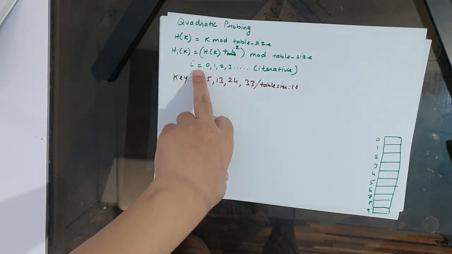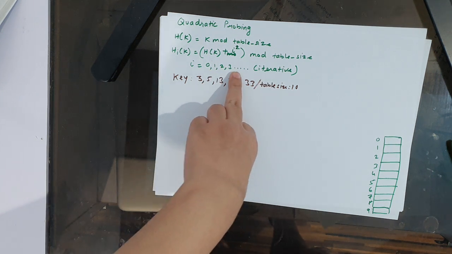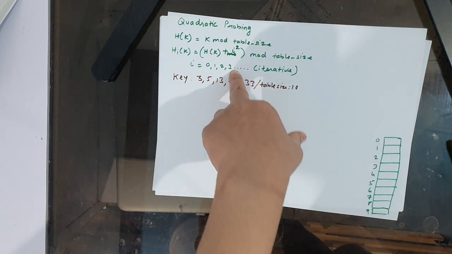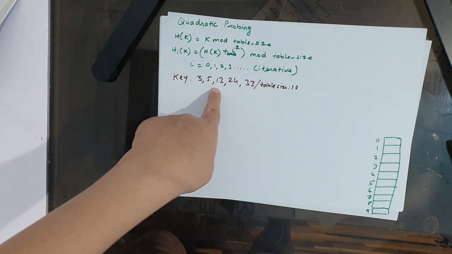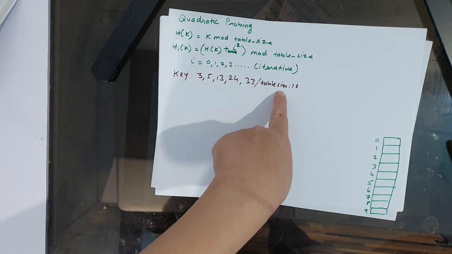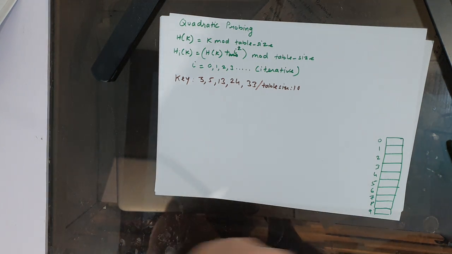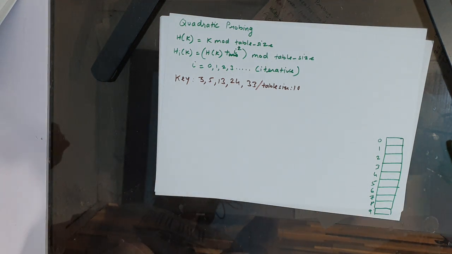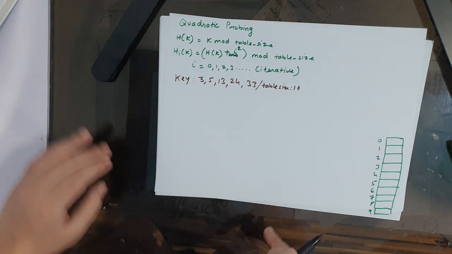The i values are iterative. We start from 0, and until we avoid the collision, we keep on changing the i values. The data that we require is right here, the keys. The table size is going to be 10, and I have created the array for the same. So here we go. Let's begin by finding our hash values.